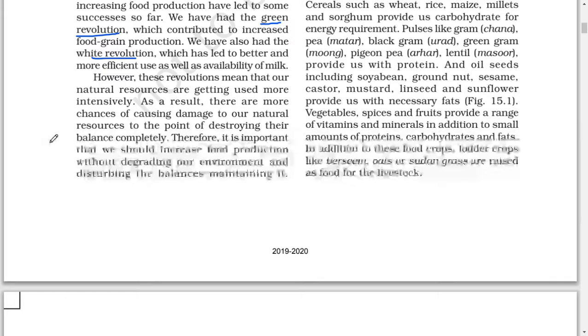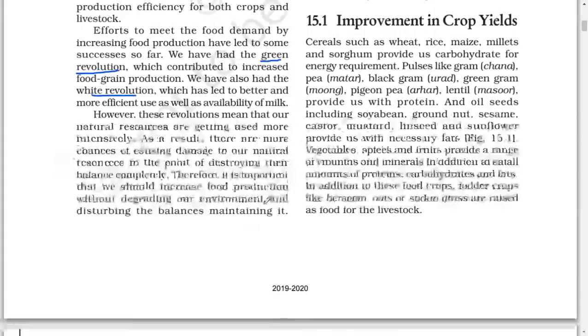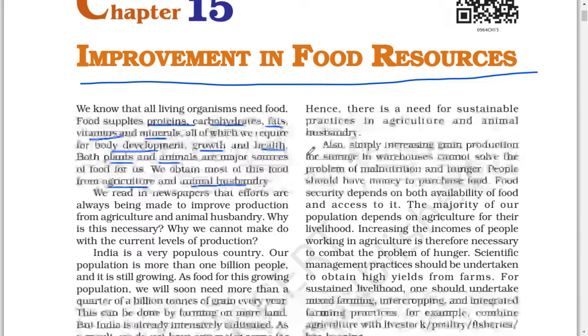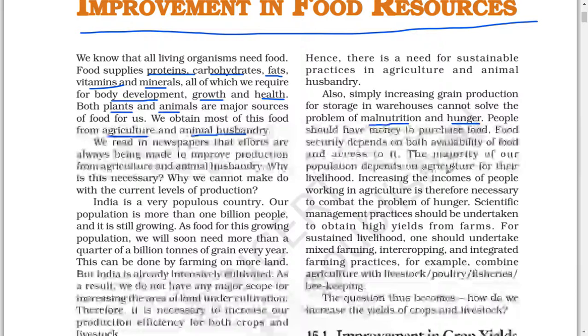Therefore, it is important that we increase food production without degrading our environment and disturbing the balance. Hence, there is a need for sustainable practice in agriculture and animal husbandry. Also, simply increasing grain production for storage in warehouses cannot solve the problem of malnutrition and hunger. People should have money to purchase food. Food security depends on both availability of food and access to it.